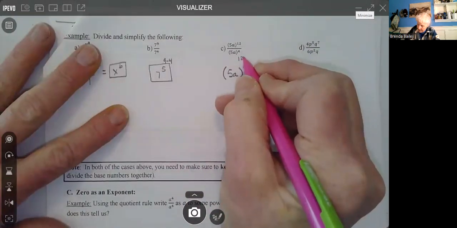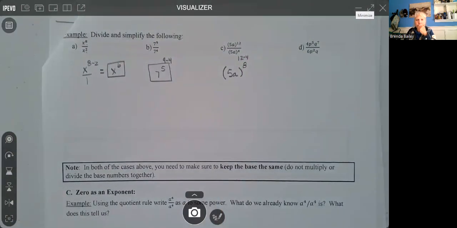I'll put that right there to see where the 8 came from. So again, you do need to keep the parentheses. Okay, well, let's look at D here.